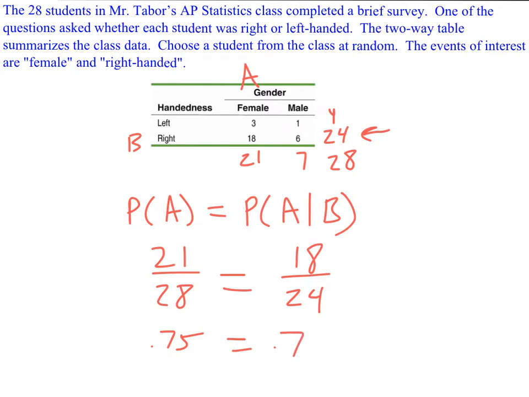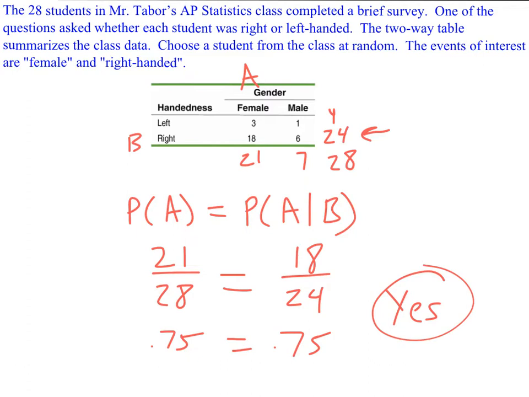You switch those to decimals, and you say, hey, they are the same. Those events are independent, being female and being right-handed. They have nothing to do with each other, right? So, and again, think of the numbers this way.